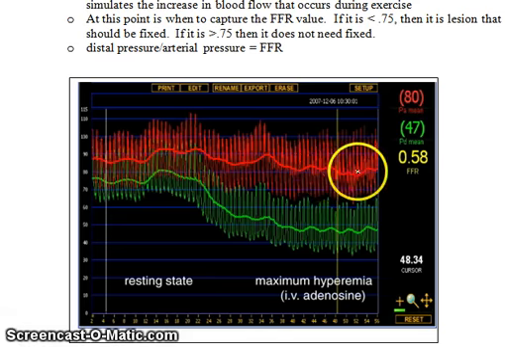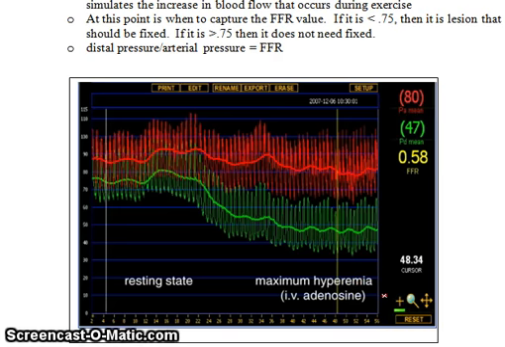The regular arterial pressure was 80 and the distal pressure was 47. So if you take 47 divided by 80, which is the formula here, then you get 0.58, which is clearly less than 0.75. So this is a lesion that does need fixing.